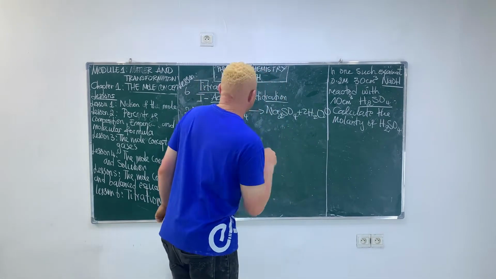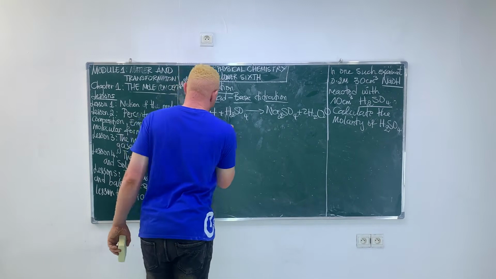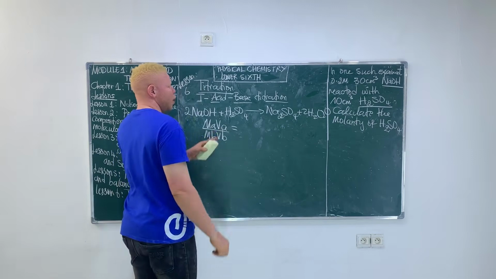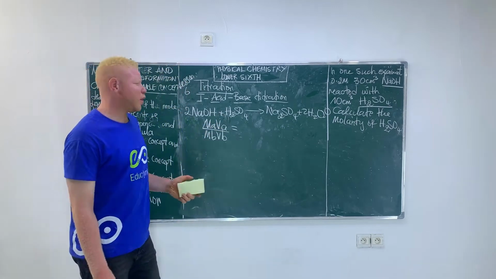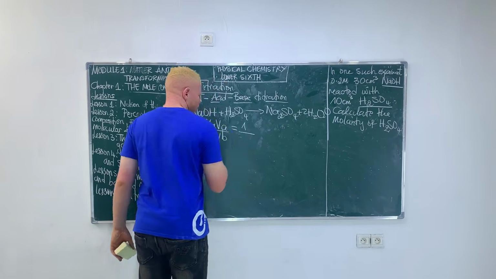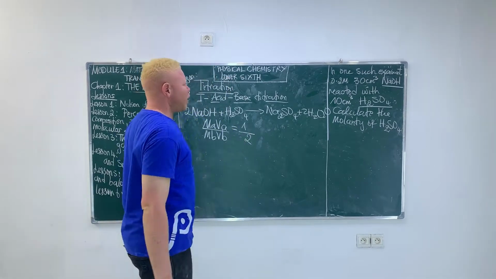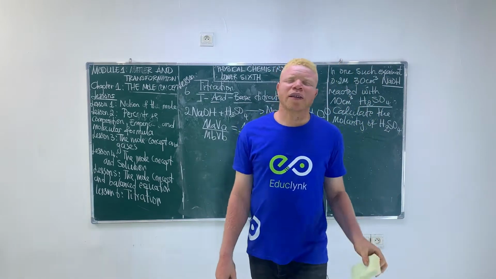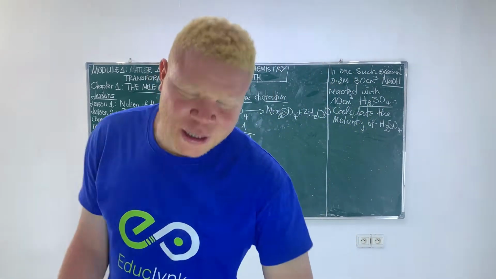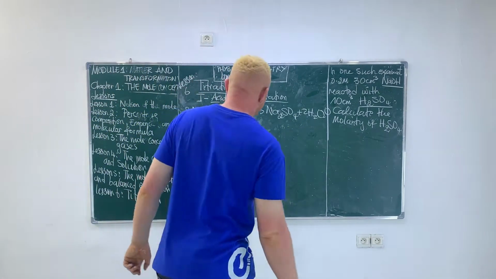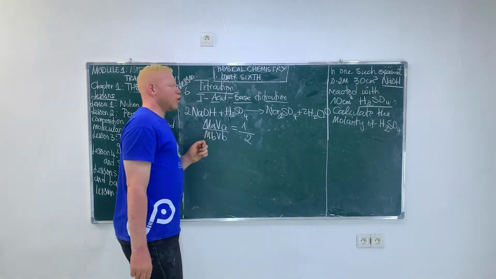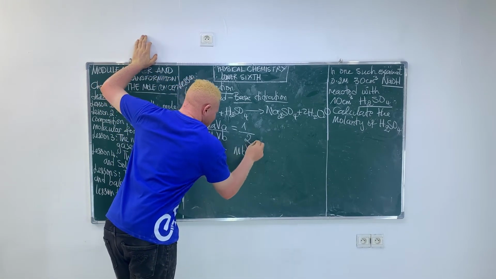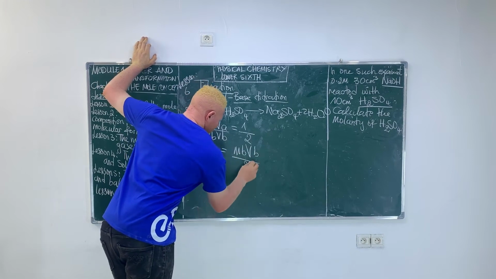In this case we apply the formula: molarity of acid times volume of acid, divided by molarity of base times volume of base, equals. In front of the acid, the coefficient is 1. In front of the base, there is 2, the coefficient is 2. The question asks us to calculate the molarity of sulfuric acid, so we make the molarity of acid the subject of the formula. The molarity of acid equals Mb Vb over 2 Va.